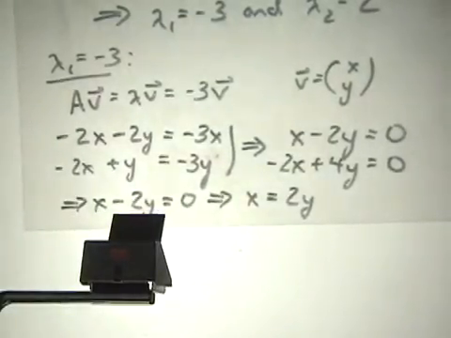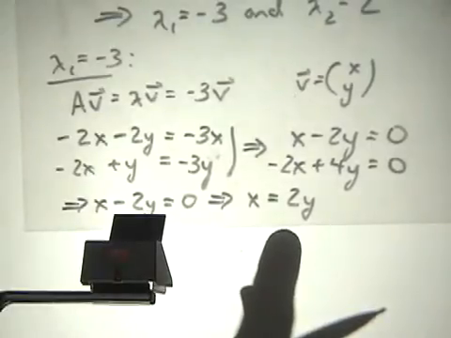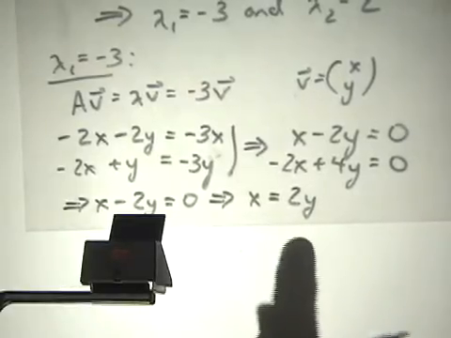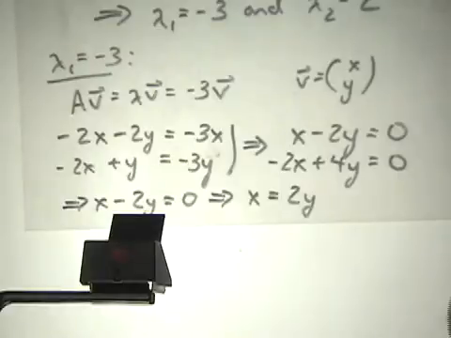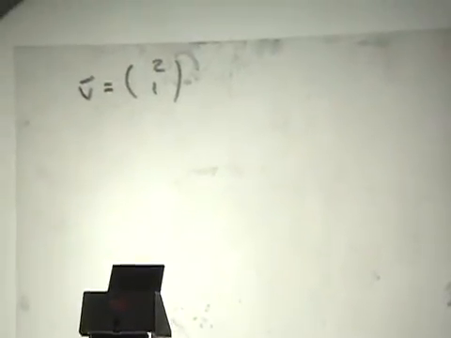How does this help? Well, all you need to do now is just pick some non-zero number for y. Pick something simple like 1. And then use this equation to find out what x would have to equal. If y is 1, x is going to have to equal 2. The vector v, whose first component is 2 and whose second component is 1, will be an eigenvector corresponding to the eigenvalue negative 3.